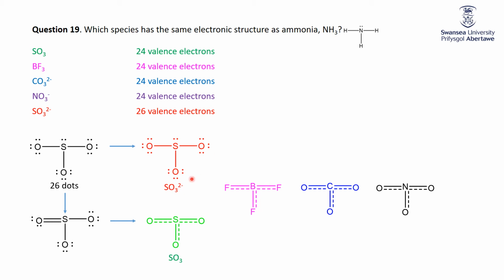Thus, sulfite with a lone pair on the sulfur has the same electronic structure as ammonia that has a lone pair on the nitrogen. Tough question until you're really practiced at drawing these Lewis structures.